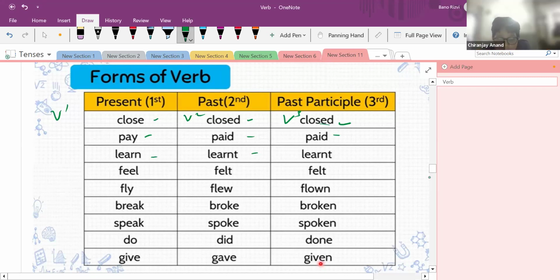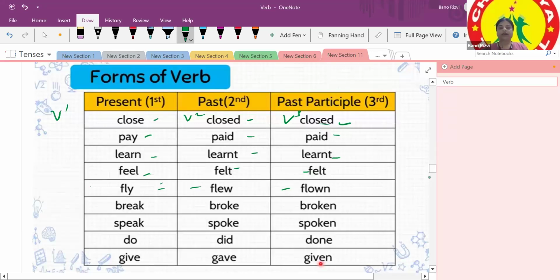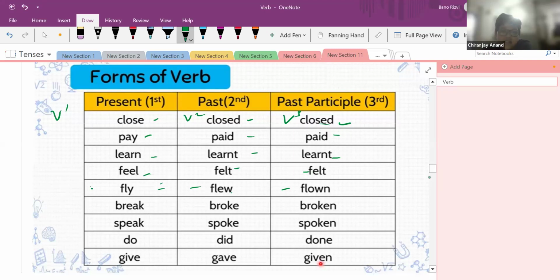Learn, learned, learned. Feel, felt, felt. Fly, flew, flown. These are the verbs that change their form. Fly changes into flew and flown. We have to learn these. Ma'am, I didn't understand the difference between past and past participle. The past participle is the third form. See, like I have. Let me give you. Okay, break.